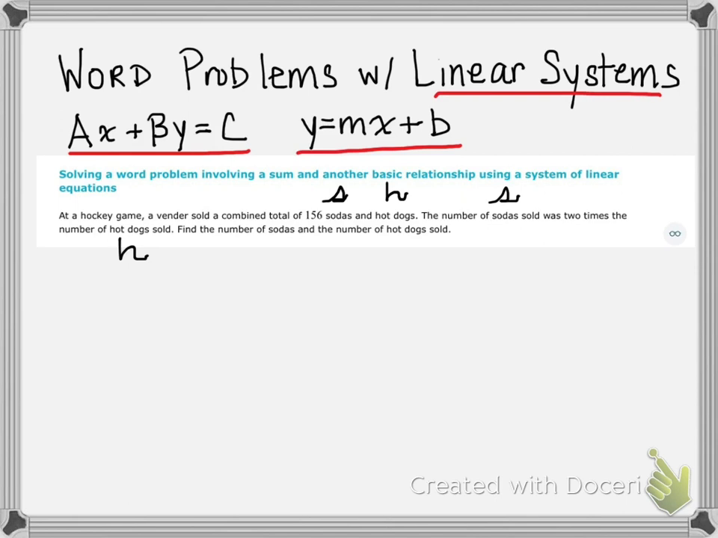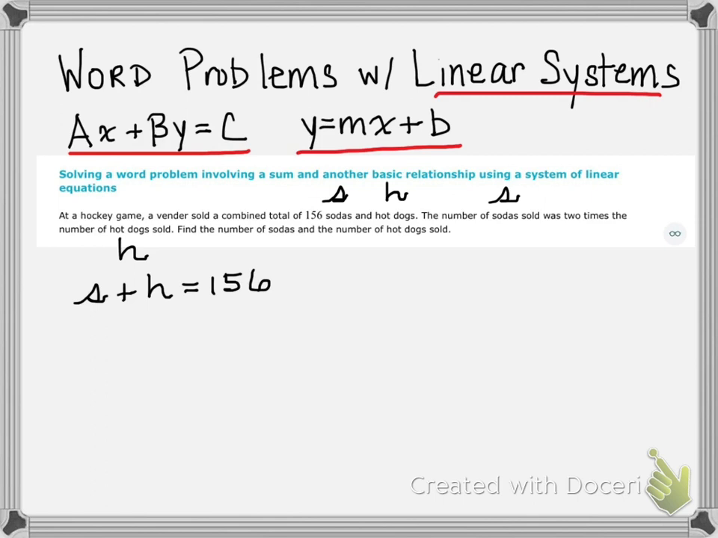So the first equation is pretty obvious, I think, right? A vendor sold a combined total of 156 sodas and hot dogs. So that's S plus H is equal to 156 is the equation we get out of that statement. And then the second one, students might have a little bit more trouble with. The number of sodas sold was 2 times the number of hot dogs sold.